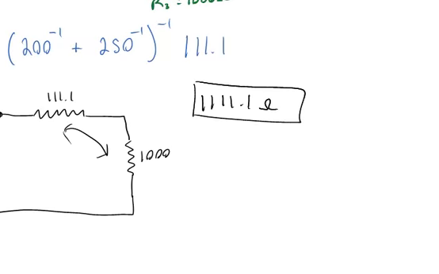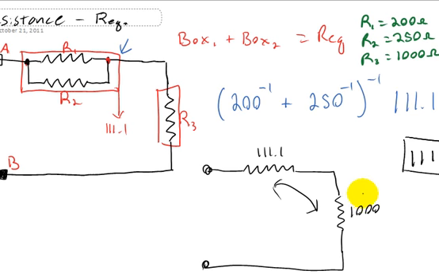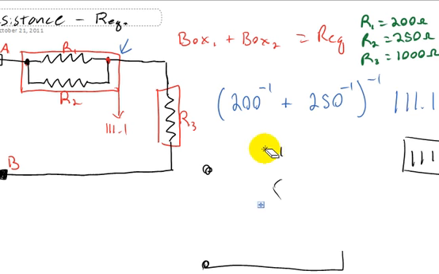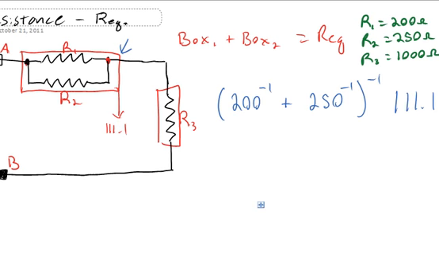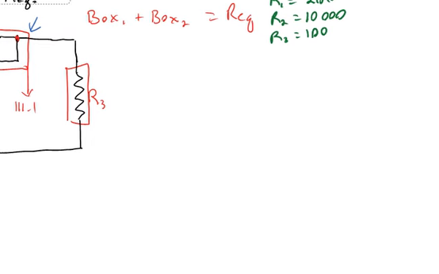Now let's try the problem with some different resistor values. Let me erase all this. Whoops. Plug your ears. Different resistor values, and these will be again 200 for R1, and this time 10,000 for R2, and for R3 it doesn't even matter. R1 and R2 are the only ones I wanted to change so I could show you something.